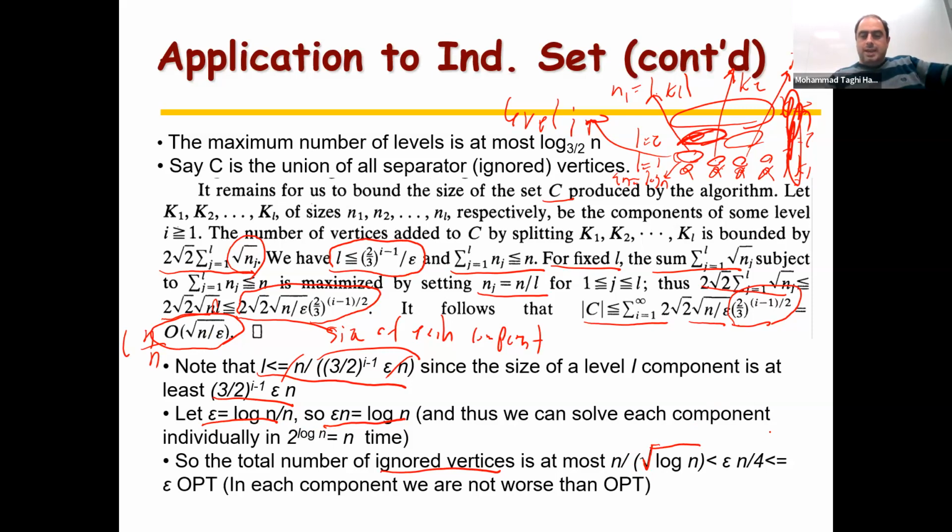Okay, so here, the total number of vertices that I essentially ignored would be, so I will just put in this value of epsilon. If I put epsilon as this value in this equation, the total number of vertices that I have ignored would be n over square root of log n. And this is less than epsilon prime times n over 4.